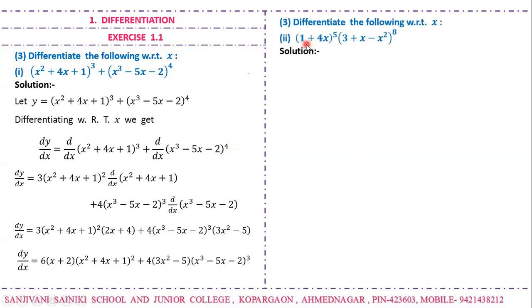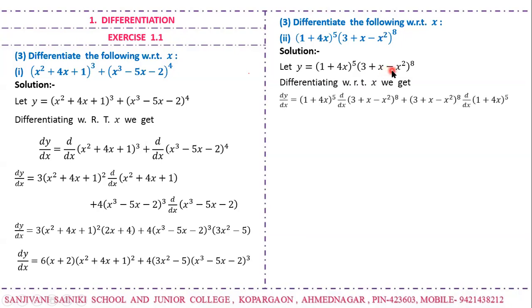Now the second one, (1 plus 4x) bracket raised to 5 into (3 plus x minus x square) bracket raised to 8. Again, let y is equal to the given function. Then we have to differentiate this with respect to x. Now look at this function. Now here there is a product of two functions, product of two polynomials. One is (1 plus 4x) raised to 5 and other is (3 plus x minus x square) bracket raised to 8. So here we have to use the product rule that you have already learned in the 11th standard.